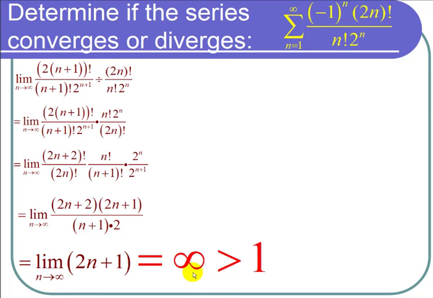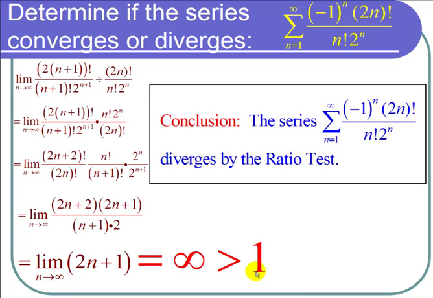And when we have the ratio test, and we take our ratio of the absolute value of a sub n plus 1 over the absolute value of a sub n, and I get something bigger than 1, then my conclusion is that the series that we have, summation from n equals 1 to infinity, negative 1 to the n times 2n factorial over n factorial 2 to the n, diverges by the ratio test. And I'm done with the problem.